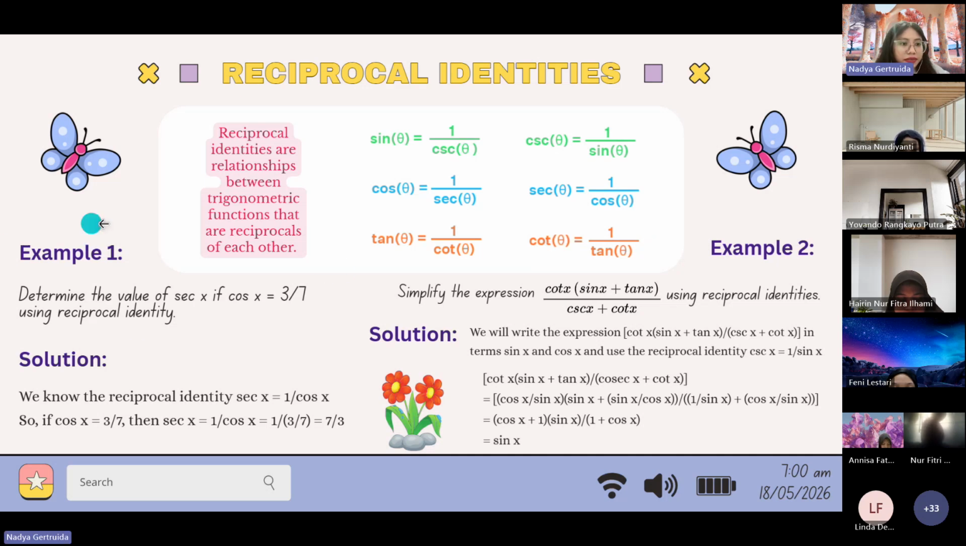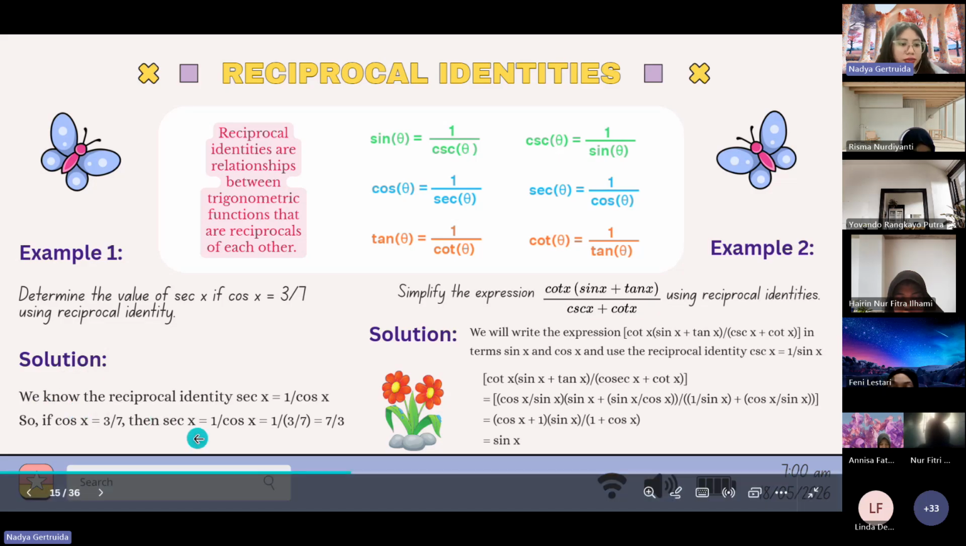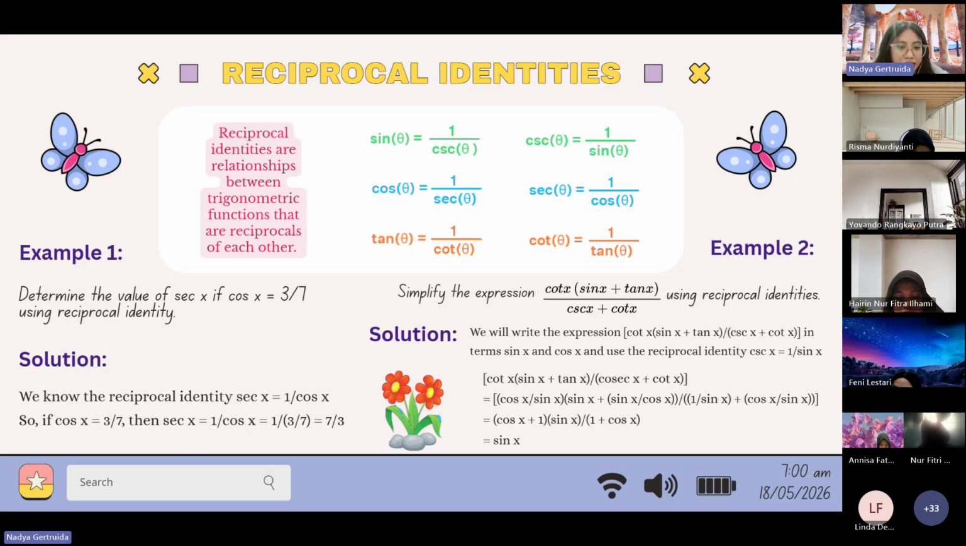And here is the first example. Determine the value of secant x if cosine x is equal to 3 over 7 using the reciprocal identities. For the solution, we know the reciprocal identity: secant x is equal to 1 over cosine x.